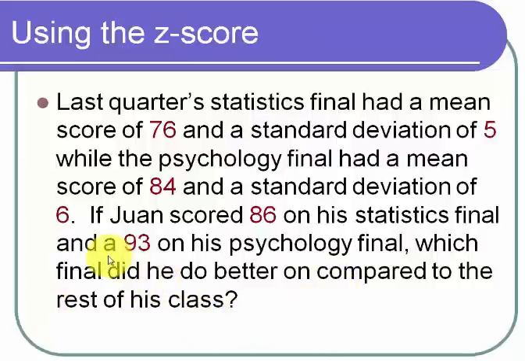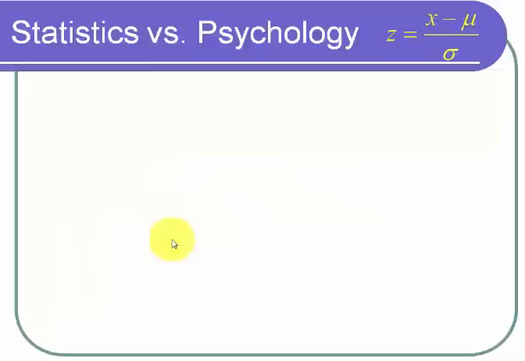So clearly, Juan scored higher on the psychology final, but the psychology final was easier because it had a mean of 84, and the statistics final had a mean of 76. So you really can't say, well, 93 is higher than 86, so Juan did better on the psychology final. So the z-score is a way of comparing two different scores or two different values that come from different sets of data. So let's use z-scores to compare.